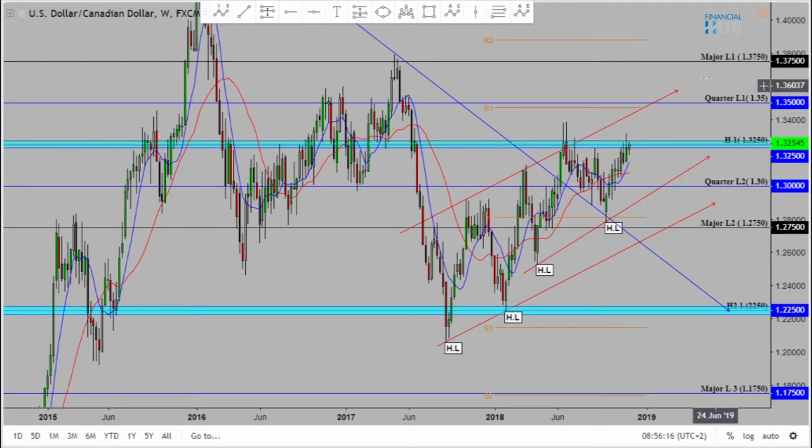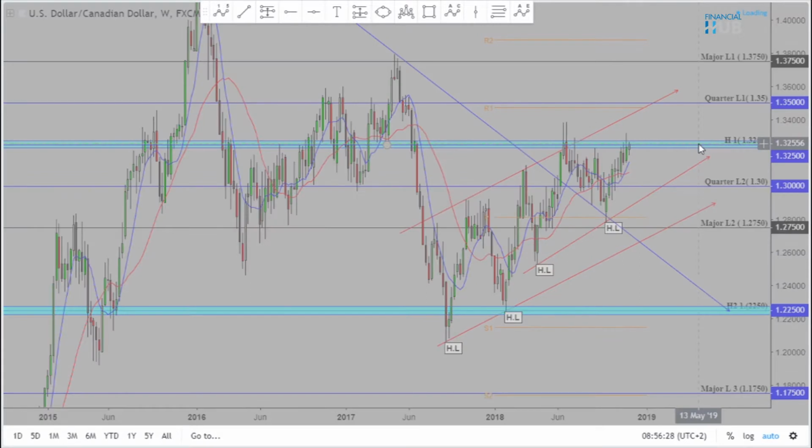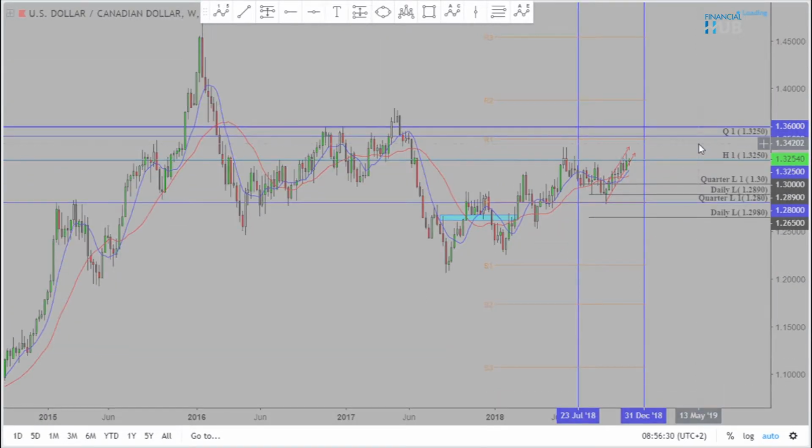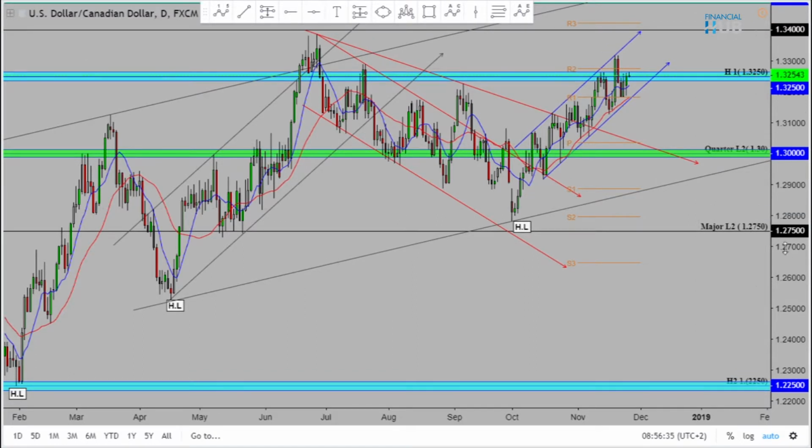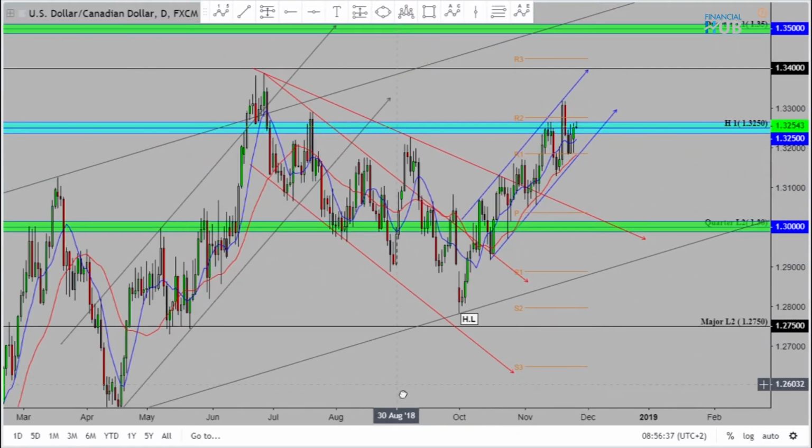So what do I see ahead of this pair? I think that we'll be touching the 1.35 mark ultimately before seeing any reversal on this pair or any big move to the downside on this pair. But before we get to the 1.35 mark, if you go down to the daily chart, yeah, so this is my daily chart.